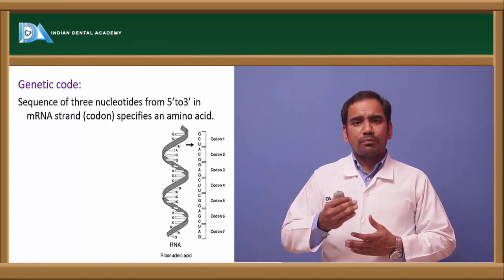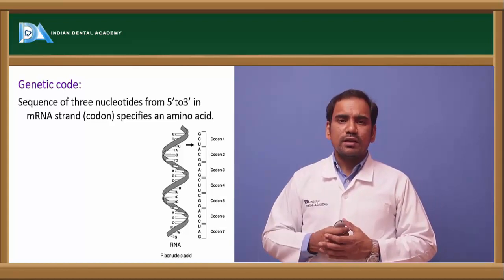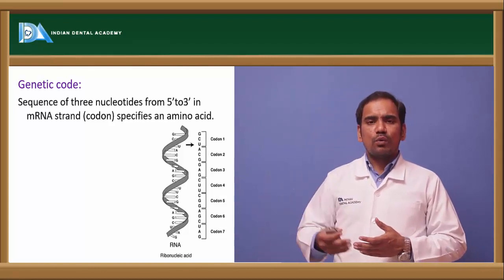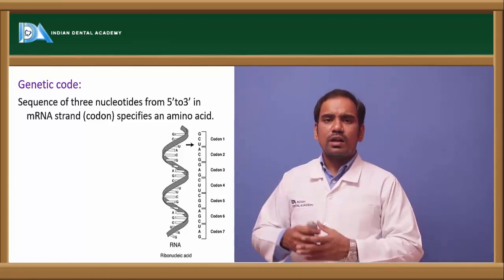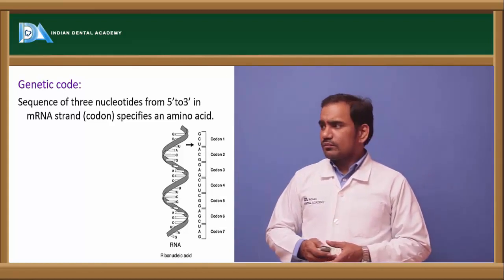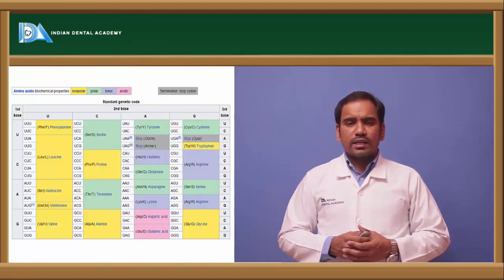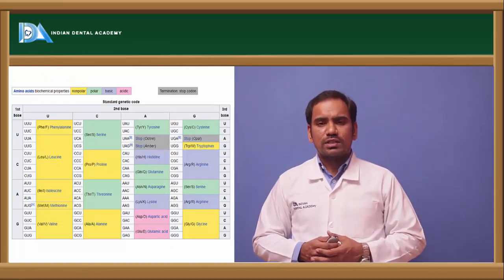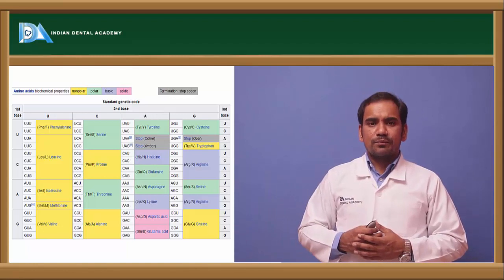So basically a sequence of 3 nucleotides, we call a codon. Each mRNA has many codons. Each codon specifies a particular amino acid. So that is the genetic code. And as I told you, it is a triplet codon, a sequence of 3 nucleotides.